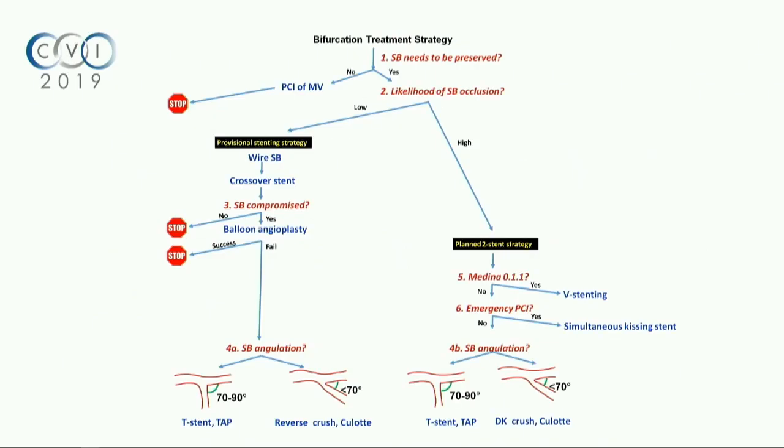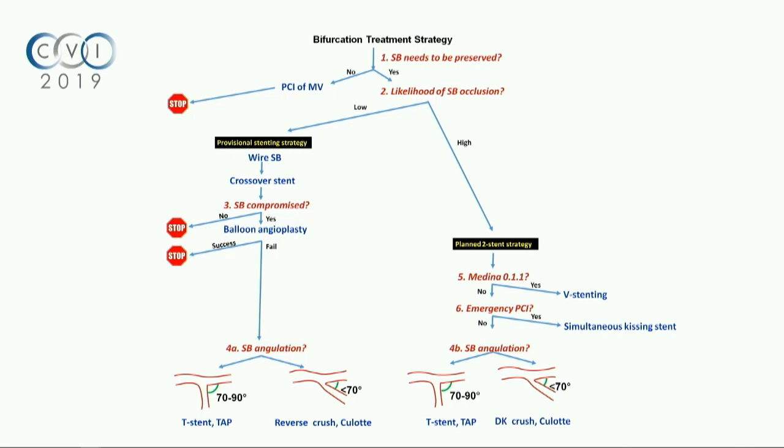And these are my disclosures. And this is the algorithm I'm using for bifurcation. So maybe a little hard to see, but we should not forget that provisional stenting remains the key approach. So you start for bifurcation.